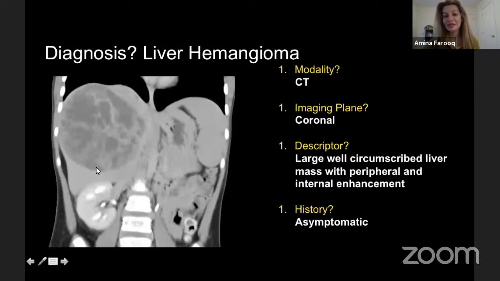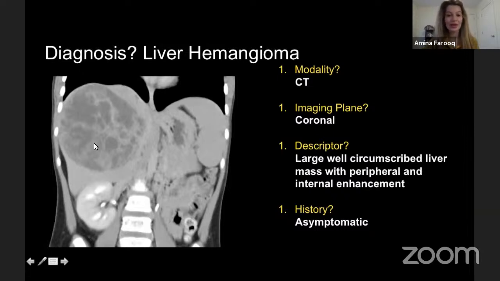But in an asymptomatic person with a large mass, tumor is a good thing. It's definitely something that we want to consider. But this is a hemangioma. And this is a classic pattern of a hemangioma that fills in with peripheral enhancement and then centripetal enhancement. And when they get this large, we call them giant hemangiomas.